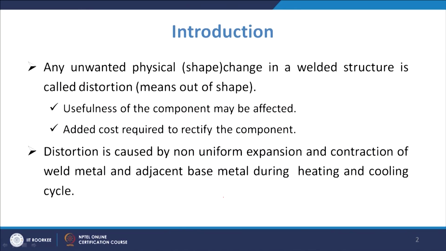As we know, distortion means any unwanted physical shape change in a welded structure. Distortion means it is becoming out of shape, so you can no longer use it. Basically, if the structure is distorted, its usefulness will be affected. You cannot have the same value of that component as you would have if it were undistorted, or in a proper shape.